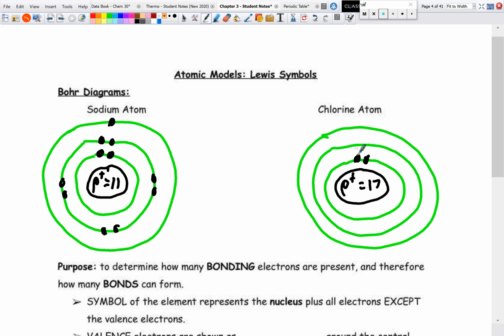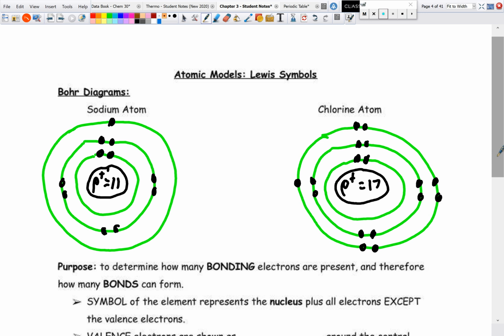So the first energy level can only get 2. The second energy level is also going to be full. It can take 8. And 2 and 8 is 10, so we need 7 more: 1, 2, 3, 4, 5, 6, and 7. All right, so that is what we've been using so far to model our atom configuration.